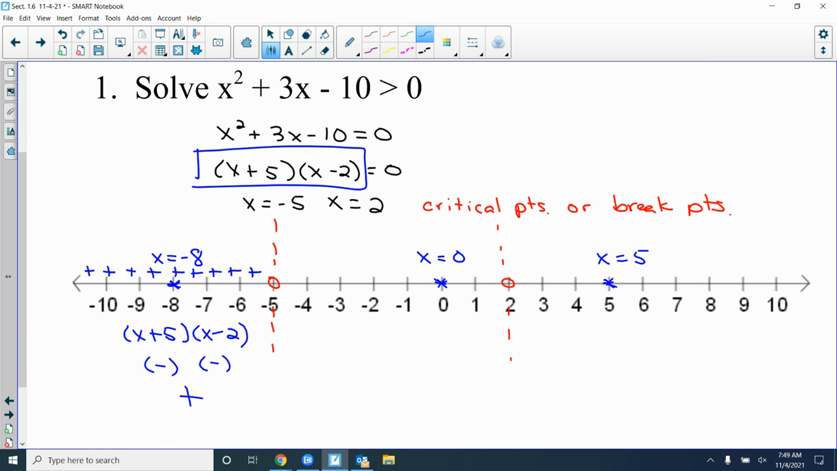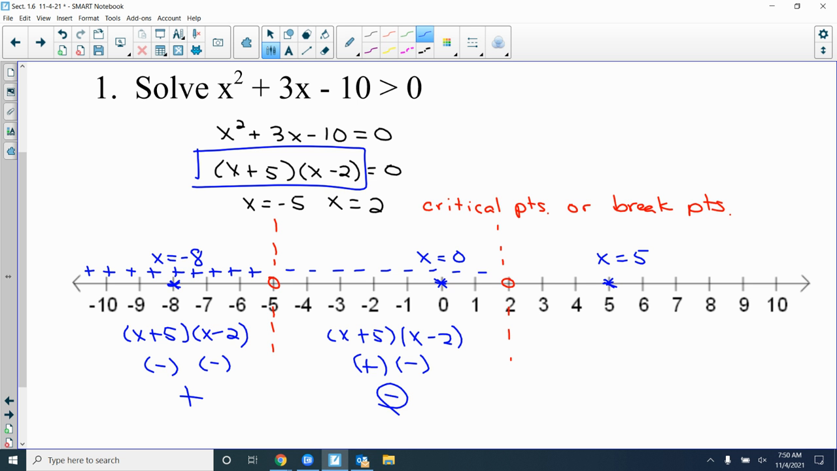I'm going to use a test point of 0. Same thing: x plus 5 times x minus 2. And I'm going to evaluate it. Plug in 0. 0 plus 5 is a positive number. 0 minus 2 is a negative number. A positive times a negative is going to be a negative. So that means every point in that region will be negative. When you get to 2, it's going to be a 0.